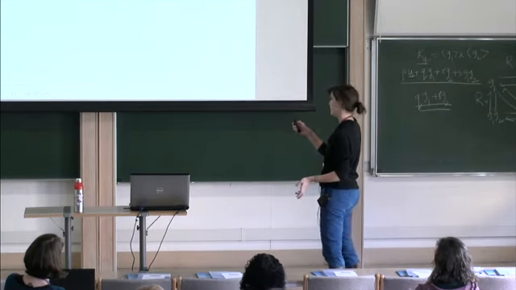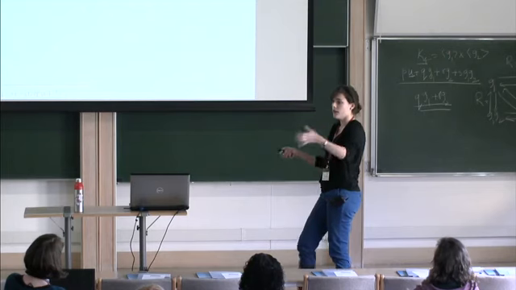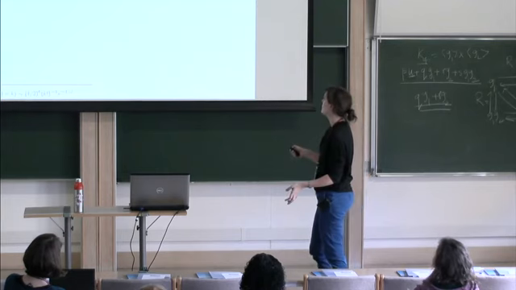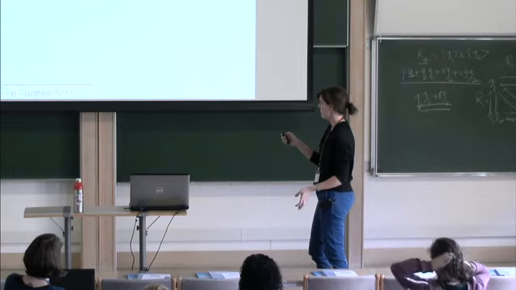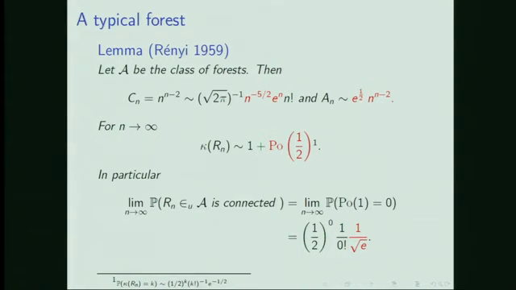Which then leads to the following result. If I'm interested in the number of components, if I pick a random forest, how many components is it going to have, I have a Poisson law, a discrete law, and I even know the parameter. It's a parameter of a half. Here is the definition of the Poisson law. In particular, I told you that I'm interested in the probability that something is connected. So the probability that my random forest is actually connected, so that it is actually a tree, tends to a constant. It tends to 1 over square root of e.